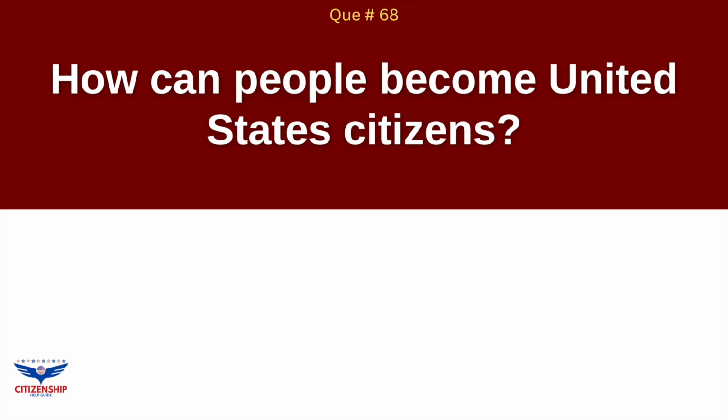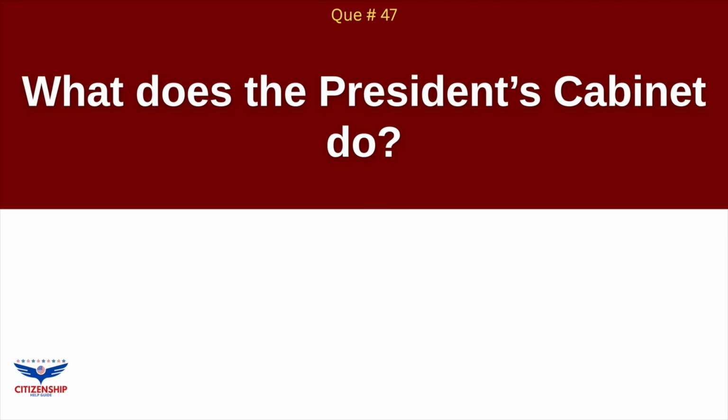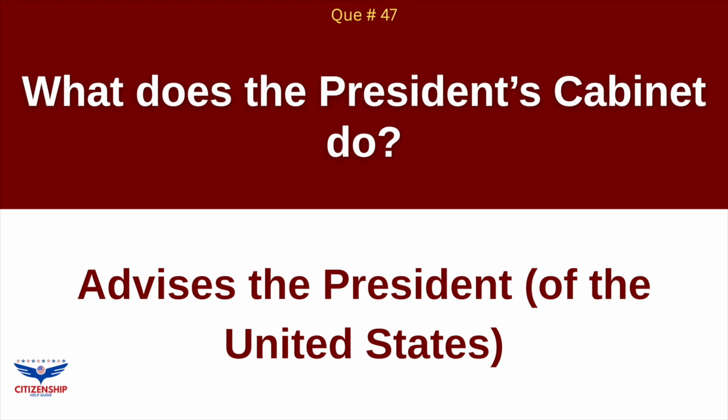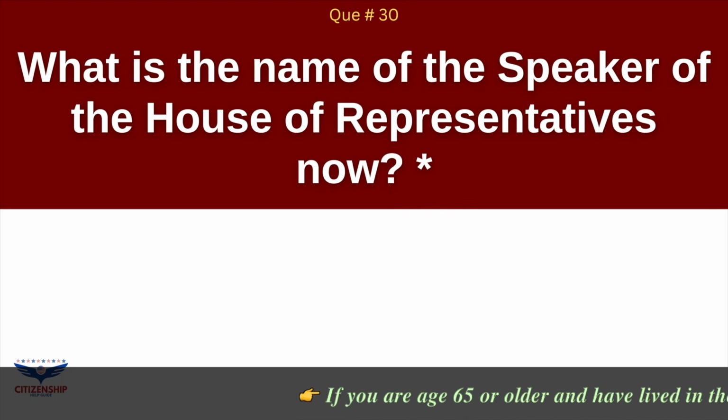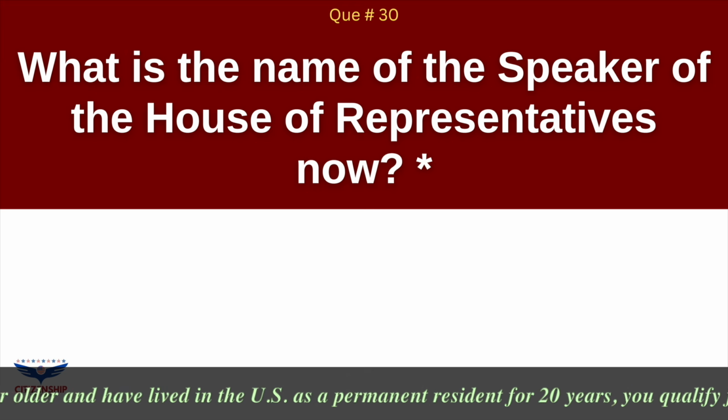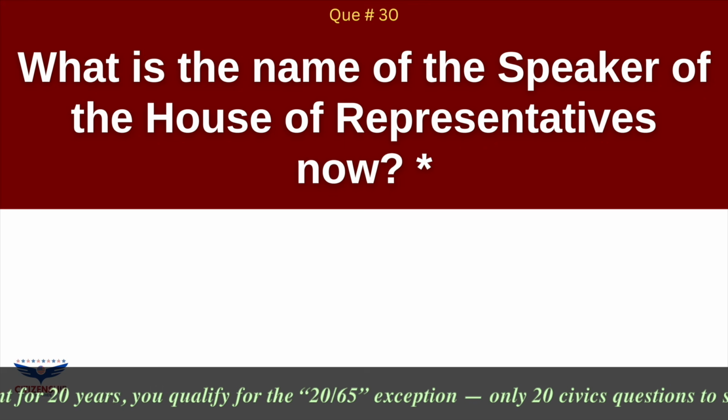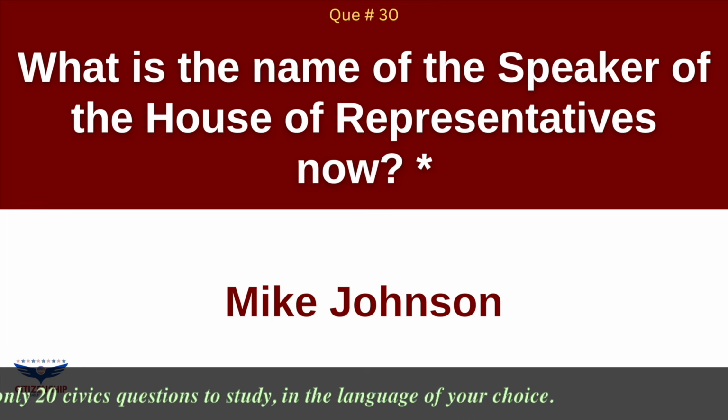How can people become United States citizens? Naturalize. What does the President's cabinet do? Advises the President of the United States. What is the name of the Speaker of the House of Representatives now? Mike Johnson.